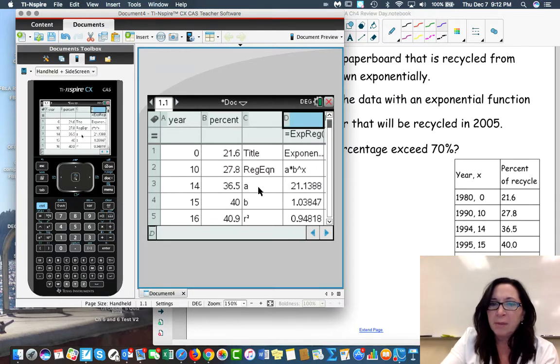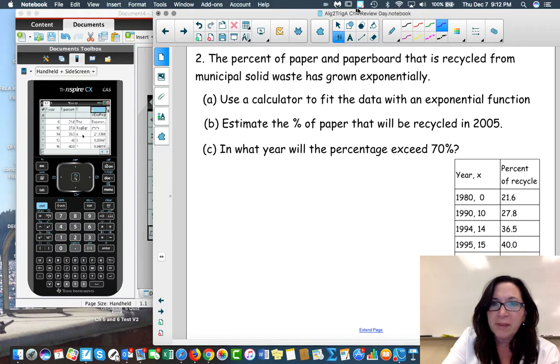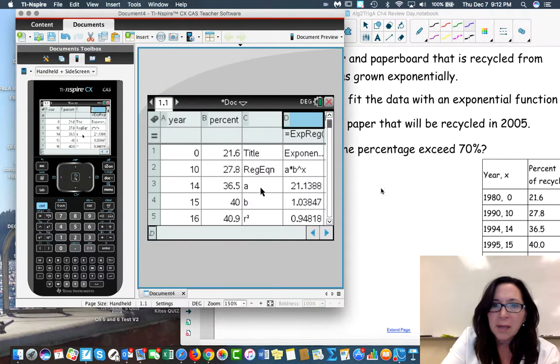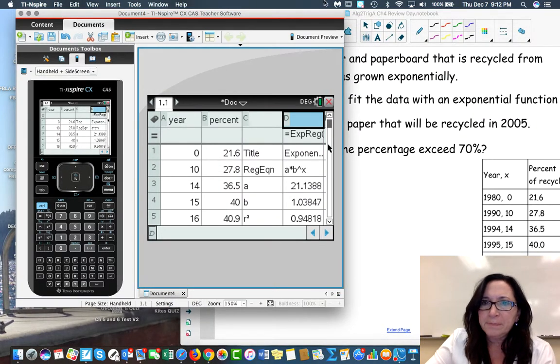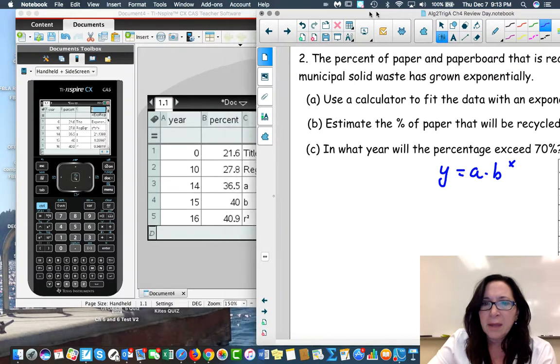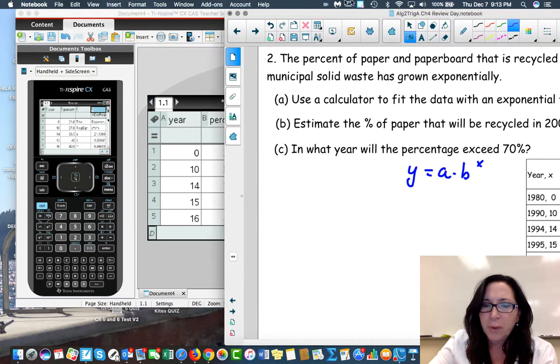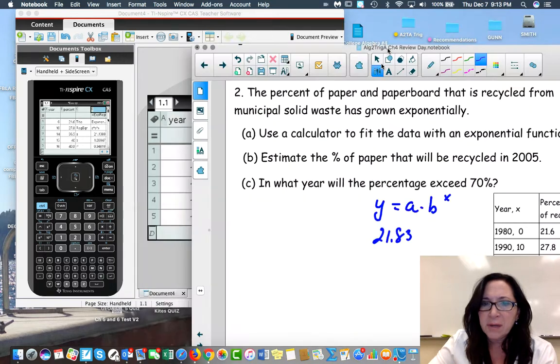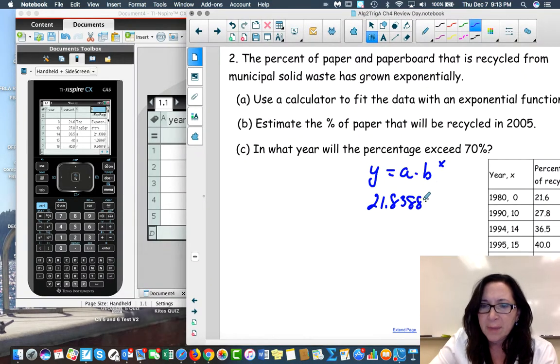Here's A. Now keep in mind, I'm going to write this down somewhere. Let's see if I can split this up somehow. Remember your equation. Okay, so I'm logged on blue. Y is equal to A times B to the X power. Well, they gave me A. A was 21.8388.